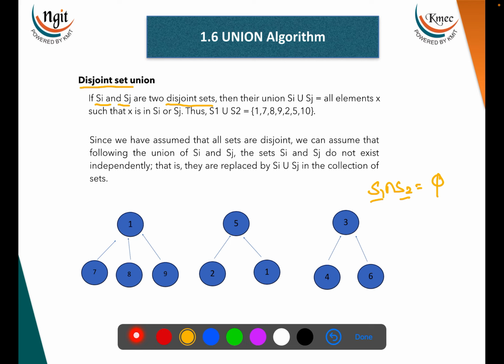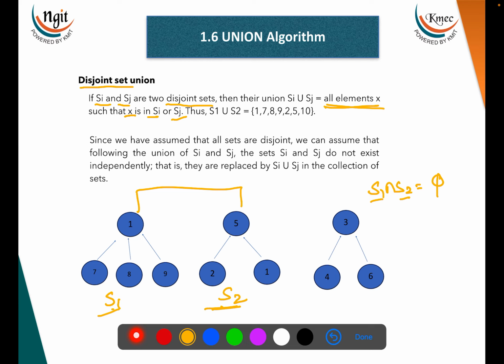Then what about union? Si union Sj is equal to all elements x such that x is either in Si or Sj. Now, assume that there are two different sets, S1 and S2. Are S1 and S2 disjoint sets? Yes, because you find no common element in these two sets. Hence, S1 and S2 are disjoint sets.